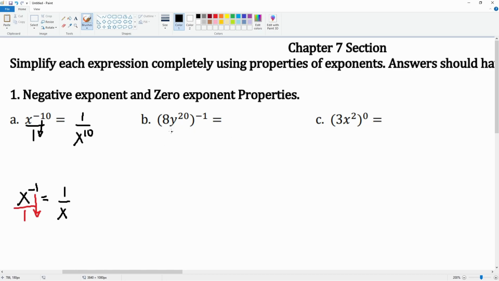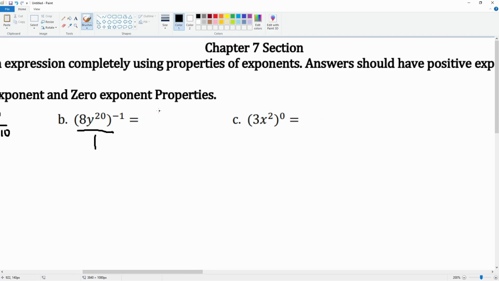Notice everything here for b is over 1, so we could bring everything else down here. So it becomes 1 over 8y to the 20th power. Everything came down with it, becoming a positive 1 exponent.